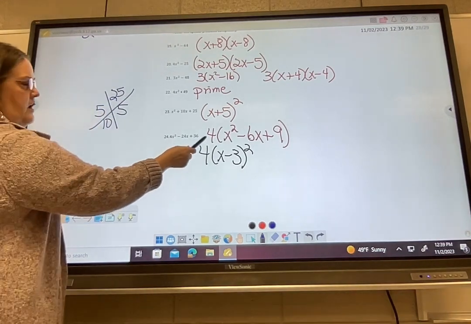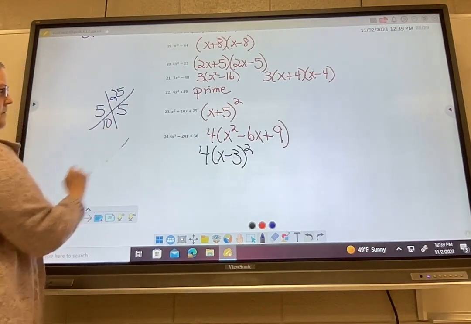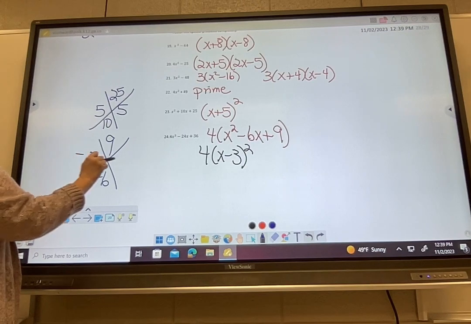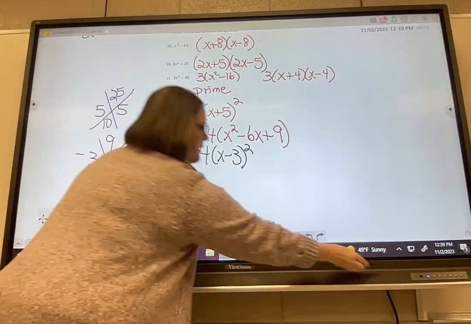I do the same thing here, only I pull out the GCF. I put 9 on the top, negative 6 on the bottom, and that gives me 2 negative 3's as factors. All right.